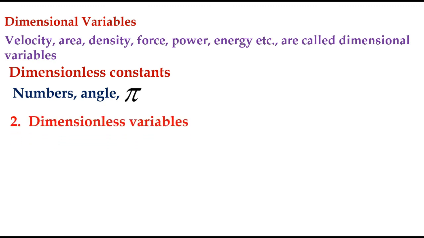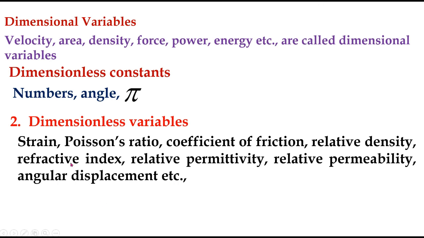Dimensionless variables. Similarly, some variables have no dimensions and no units. So they are called dimensionless variables. They are strain, Poisson's ratio, coefficient of friction, relative density, refractive index, relative permittivity, relative permeability, angular displacement, etc. These are variables, but they have no dimensions. So these are called dimensionless variables.